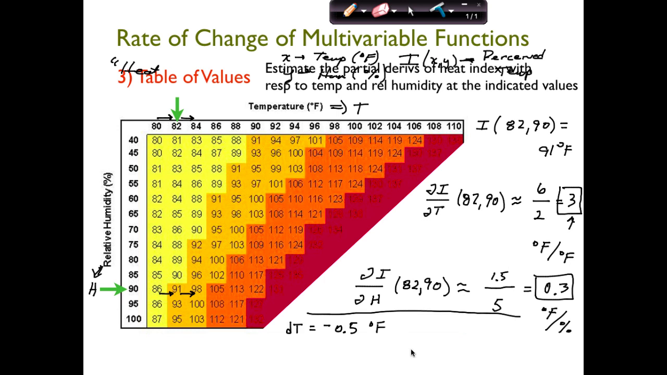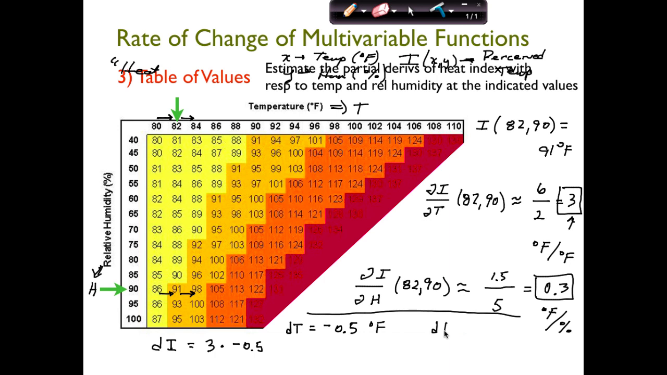How'd you get that? So the change in perceived temperature, the index, is? Three? Negative 0.5. So if the temperature actually goes down a half, it'll seem like the temperature is going down 1.5, 3 times as much as that. Okay?